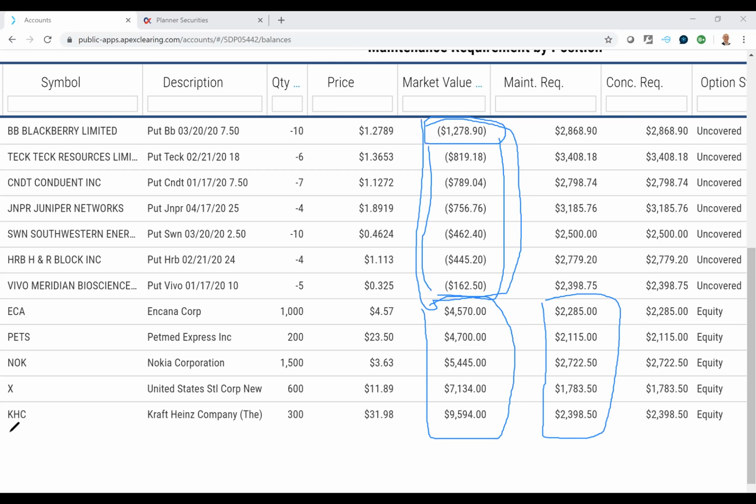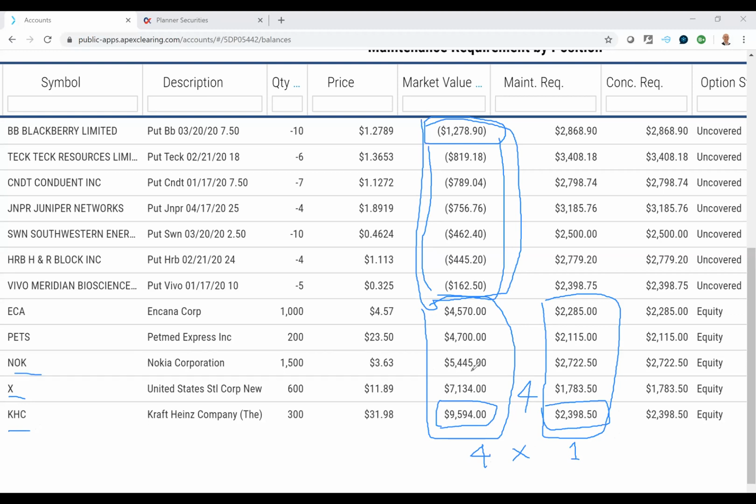So for example, Kraft Heinz Corporation has a current value of 9,594, but you only need 2,398 to actually hold that position in your account. So approximately, there's roughly a 4-to-1 relationship. For every $4 of value you hold, you only need $1 of buying power. Another position here, like US Steel, is equally strong. It's roughly a 4-to-1 relationship between the buying power required to hold the position and the value of that position.